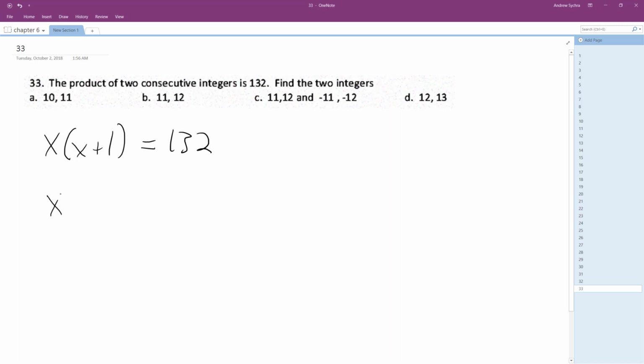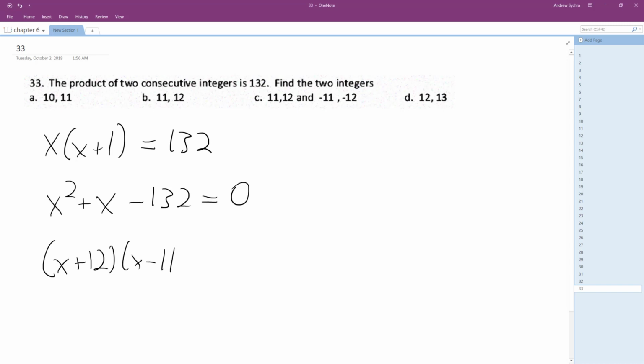So just x squared plus x minus 132 equals 0. And that means we're going to get x plus 12, x minus 11. So that means x is equal to 11, and then the other one's going to be equal to, well, negative 12, but the other one's equal to 12. So the two integers are going to be 11 and 12. Which makes sense.